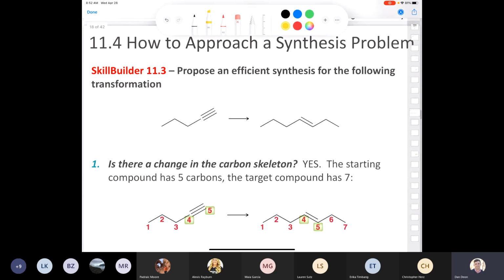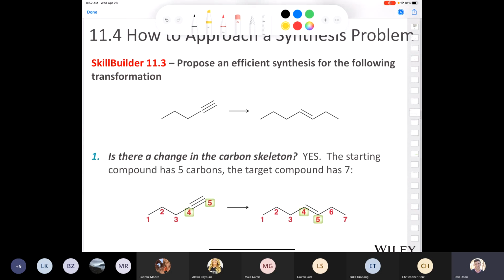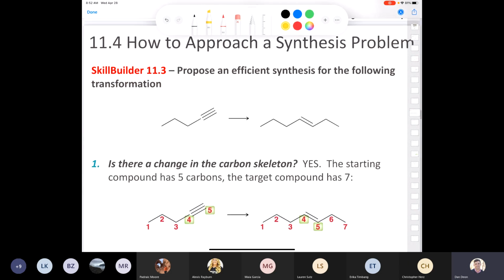I don't know. Anyhow, for a problem like this, the book, these are David Klein's ways of solving this problem. It really goes through a long and gaudy synthesis here. But look, let's just go through it quickly. Here we have 1, 2, 3, 4, 5 carbons. So we've got 5 carbons in this molecule. Here we have 1, 2, 3, 4, 5, 6, 7. So we've got 7 carbons.